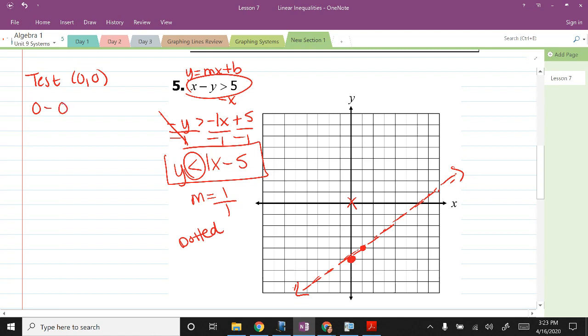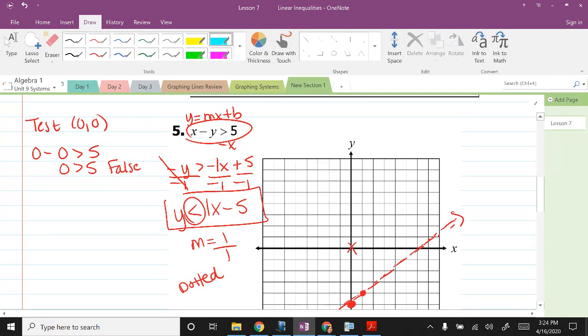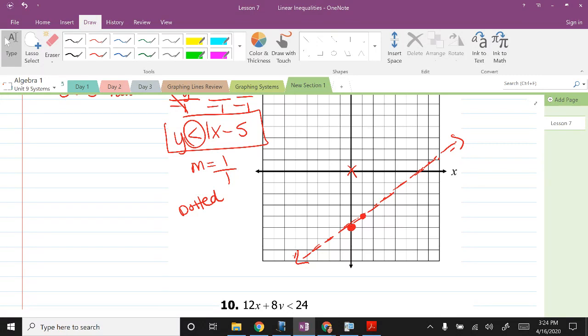So 0 minus 0 is greater than 5. So 0 is greater than 5. Nope, that's not true. That's false. So that means everything where 0, 0 was false. So all these points up here above the dotted line are false. So that means the points that are true are actually these points below the dotted line.